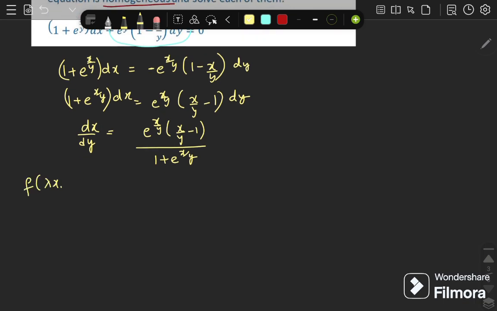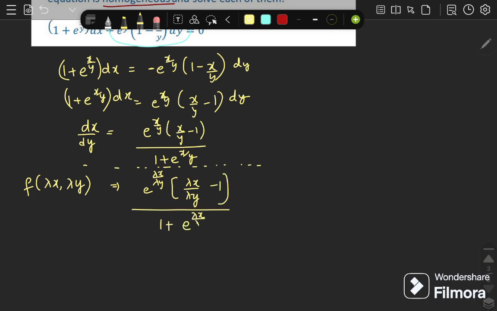For homogeneous, we are going to find f of (λx, λy). So this will be e^(λx/λy), okay, here I am checking if it is homogeneous or not, into (λx/λy - 1) divided by (1 + e^(λx/λy)). Now λ gets cancelled out and we will get f(λx, λy) equals f(x, y). So it is homogeneous, right?